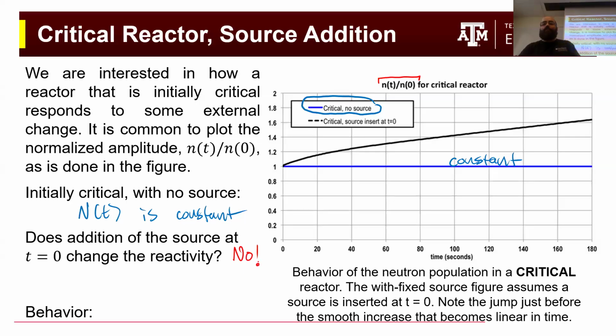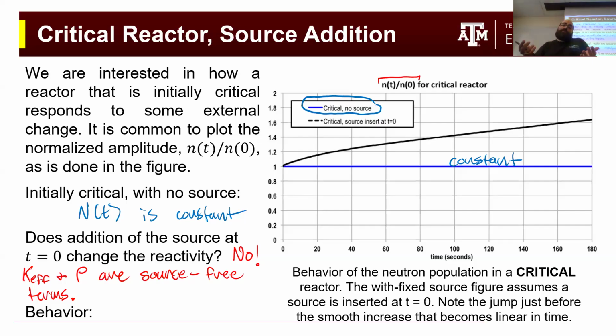And that's because sources don't affect criticality. K effective and the reactivity are source-free terms. They are defined in the absence of sources. So the addition of a source does not change the reactivity of my system. If my system was critical before I added the source, and then I dropped the source in, my system is still critical. My production and loss operators haven't changed. I've just added a source.